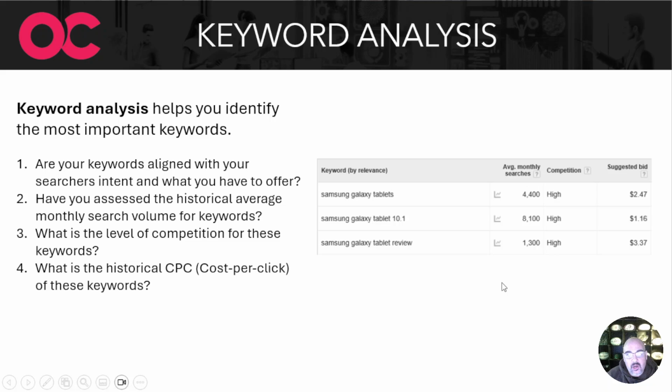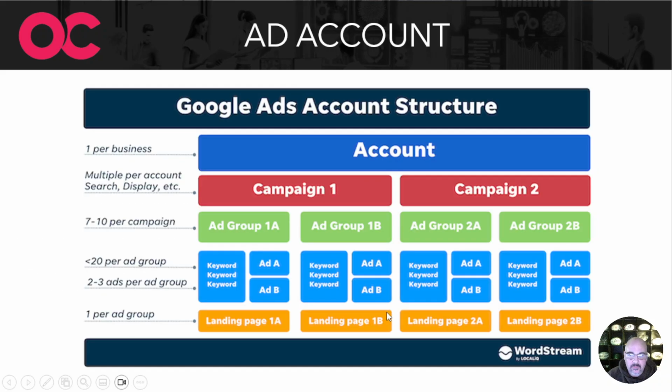And the historical cost per click of these keywords. So that's kind of similar to our suggested bid here. Search engines, or AdWord engines that allow you to create ads, will often give you a suggestion on what they think. And that's based on the historical cost per click for the keywords.